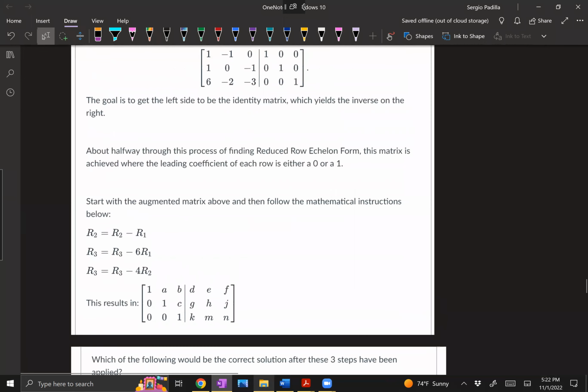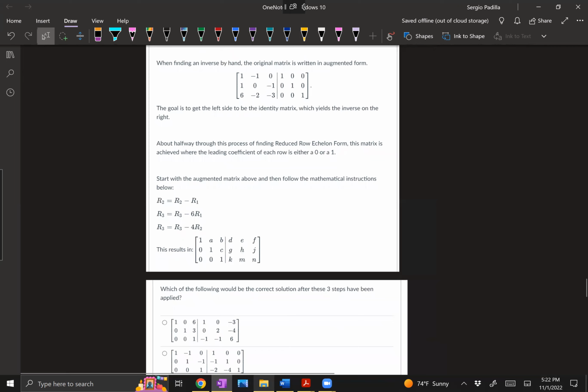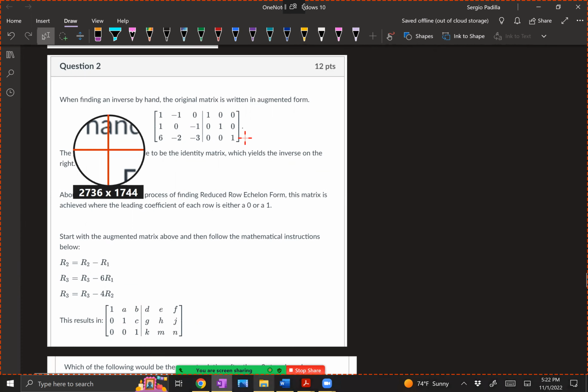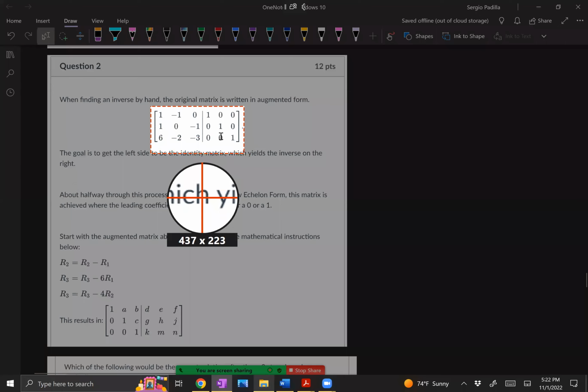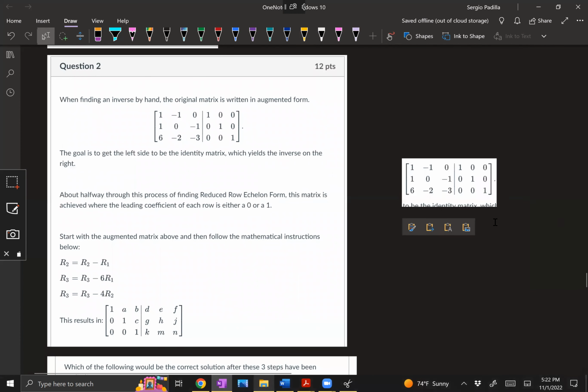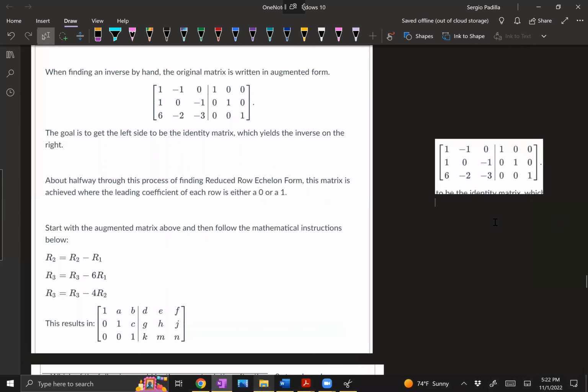Last thing I wanted to go over are some matrices problems here from quiz 2.4. Be careful doing row operations, guys. Make sure that when you do them, you actually write it out here. They're starting you off with this particular matrix, 1, -1, 0, 1, 0, 0. It's the augmented matrix, and they're asking you to do a few row operations. Make sure that you can do these.